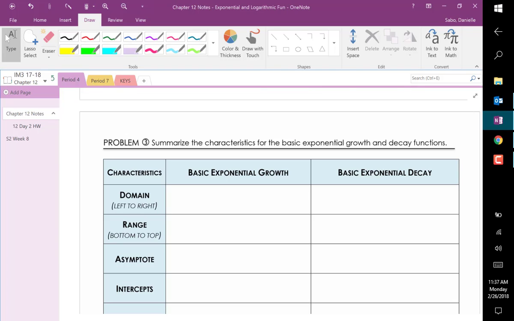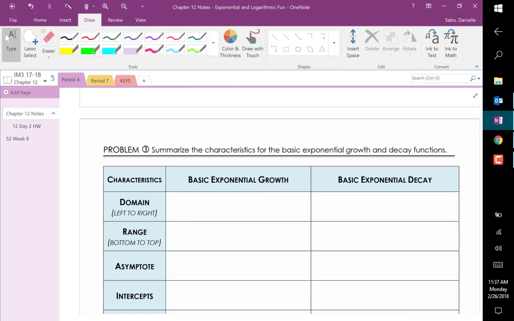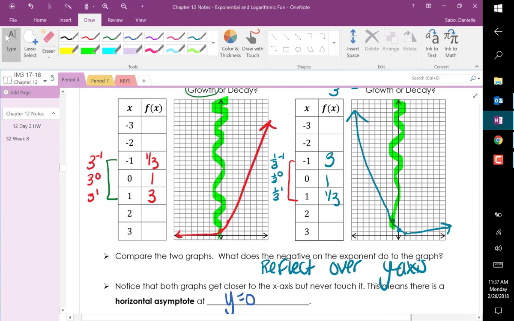See, this is a chart. It's very quick. Let's talk about both of them. Left to right, when you look at both of them, here's your growth function, here's your decay function. Are all x values good? Do I go forever left and go forever right? Yes.